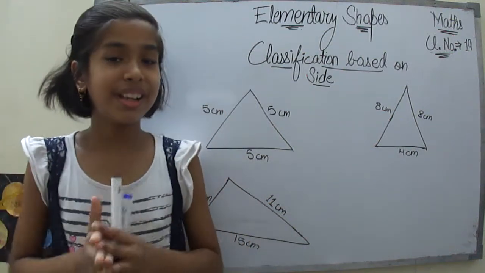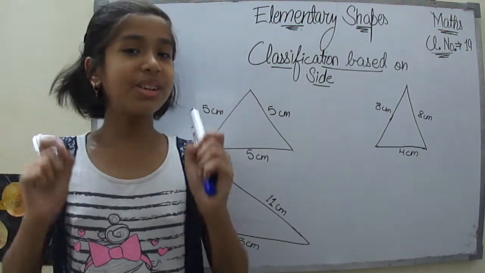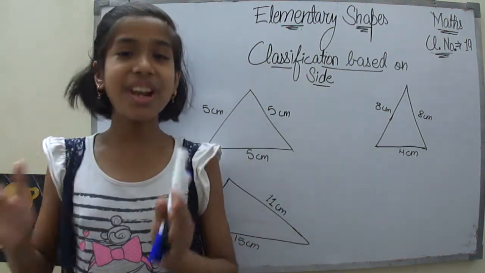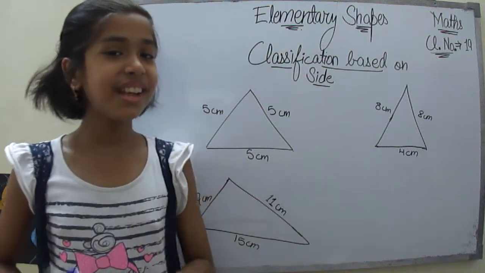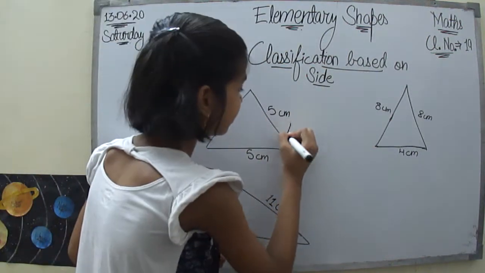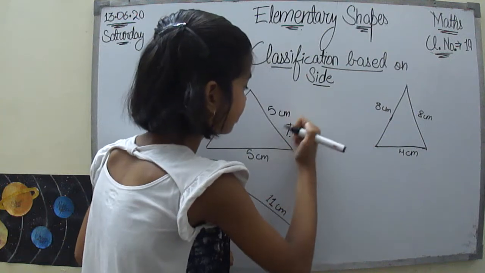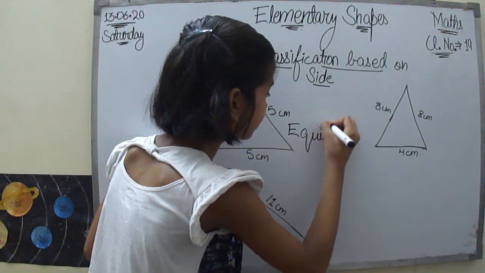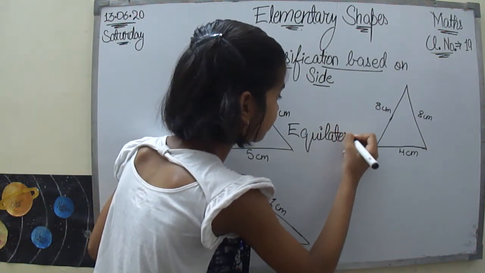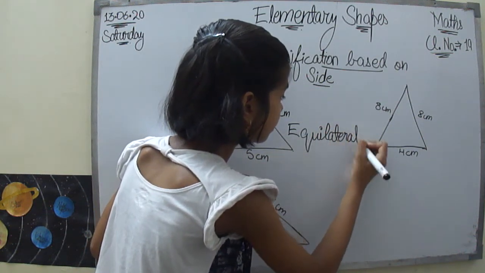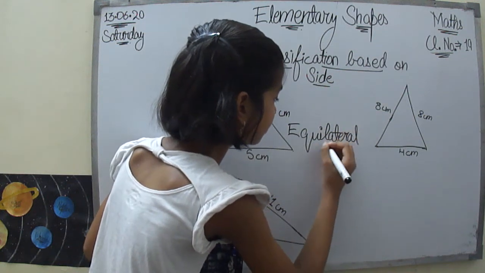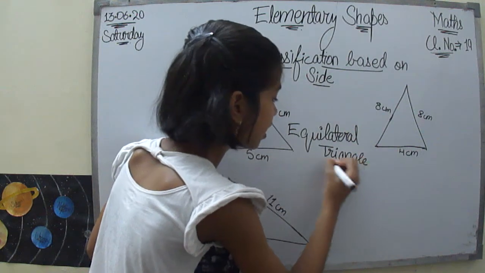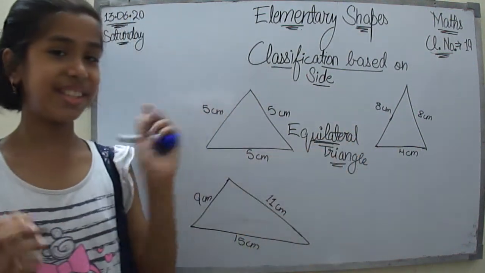Equilateral, equal means all the sides are equal. So that's how you can remember this. Equilateral triangle. Now let's write the name. Equilateral triangle. So that is the name of this triangle.